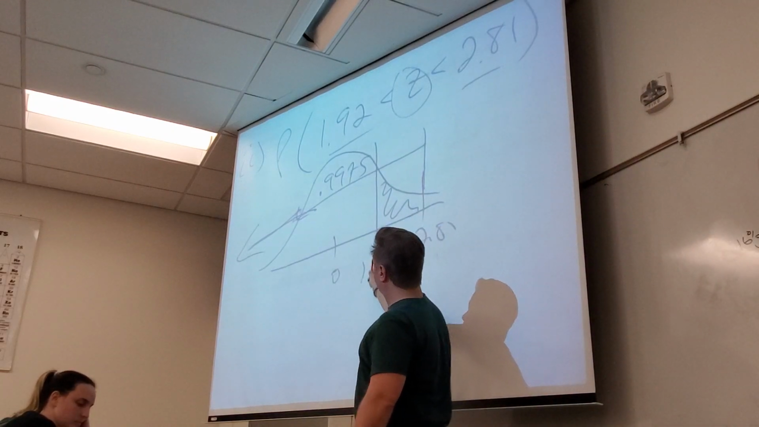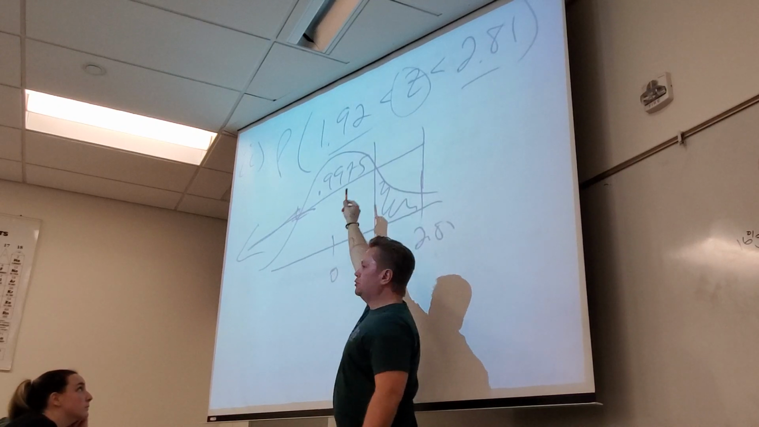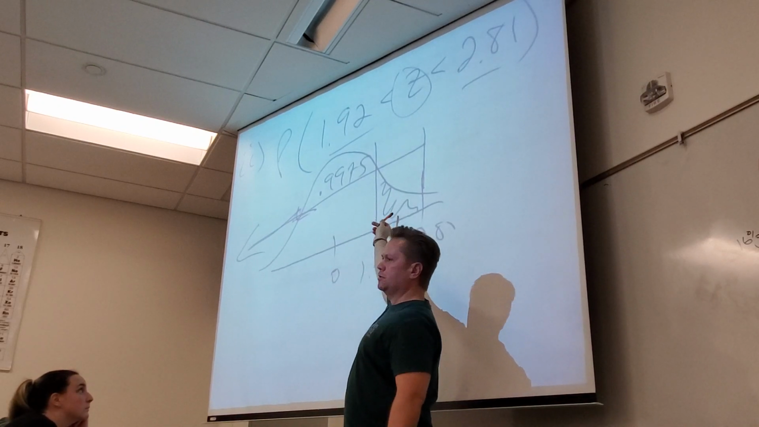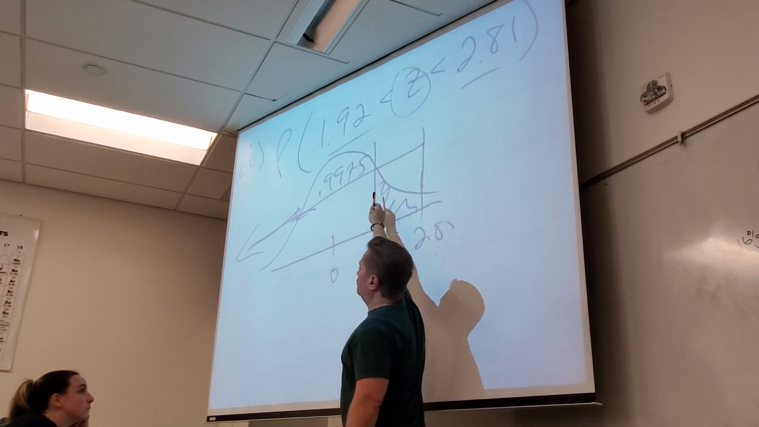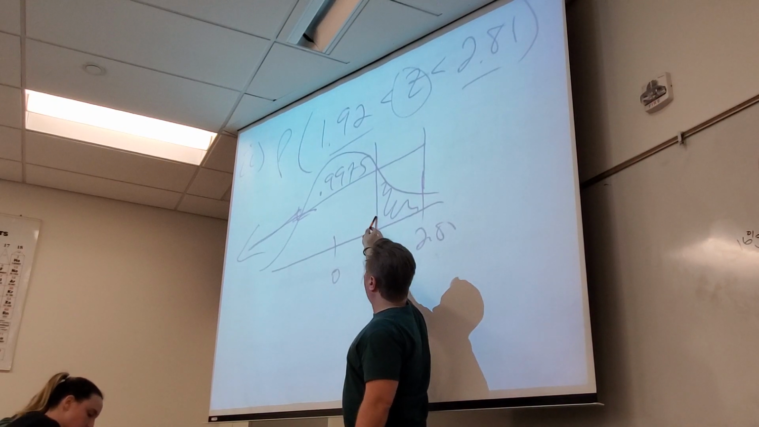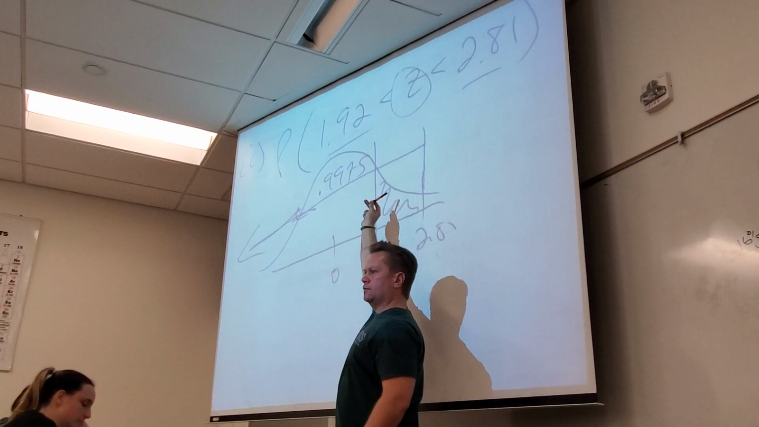Yeah, if I look up 1.92, that's this area. So what am I going to do with those two areas to get just this much? Subtract them. That's way too much area. It didn't stop where it was supposed to. So if I figure out what this area is and cut it off from that, it leaves me with this.